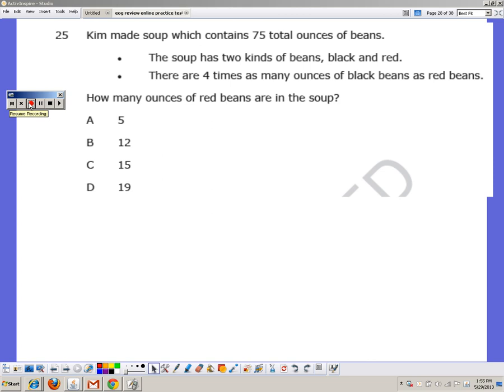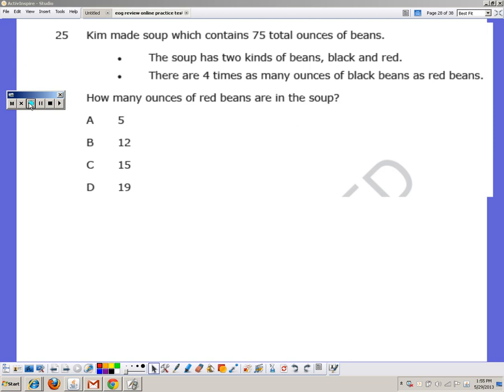Campaign soup, which contains 75 total ounces of beans. The soup has 2 kinds of beans, black and red. There are 4 times as many ounces of black beans as red beans. How many ounces of red beans are in the soup? Even though this makes 2 points like the other problems we did in the past, and that leads you to think it's a system, this is not a system question. It's a simple algebraic question.